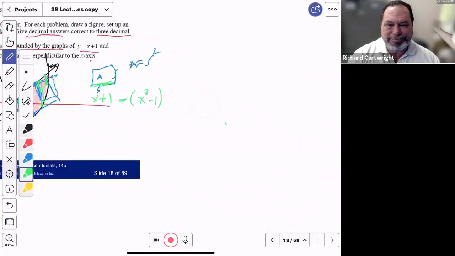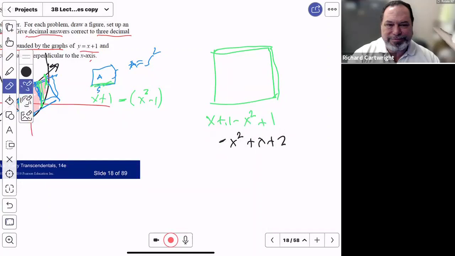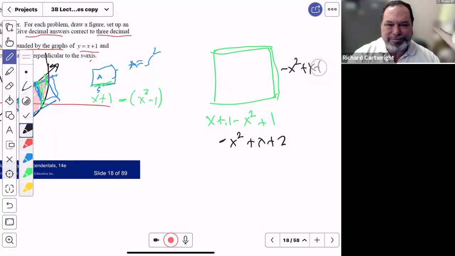Every single time. So really what my piece of cheese looks like, and it does have thickness, by the way, what good would a piece of cheese be if it was paper thin? So the side is always going to be x plus 1 minus, why don't I distribute that minus? x plus 1 minus x squared plus 1. Or you can simplify that to be negative x squared plus x plus 2. That means this has also got to be negative x squared plus x plus 2. And the thickness is super small, dx.